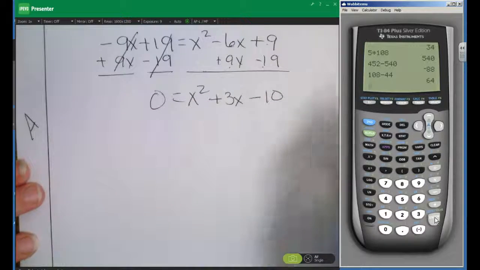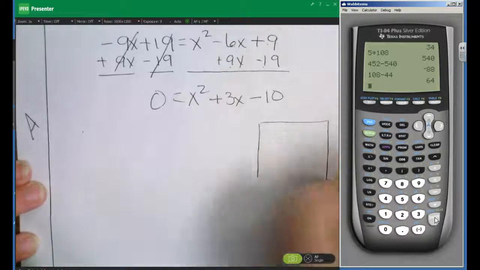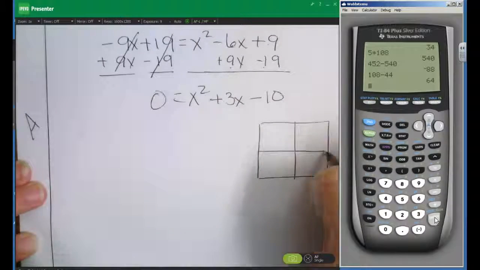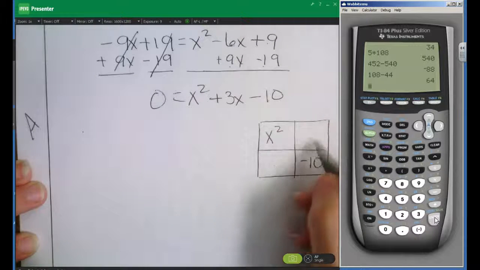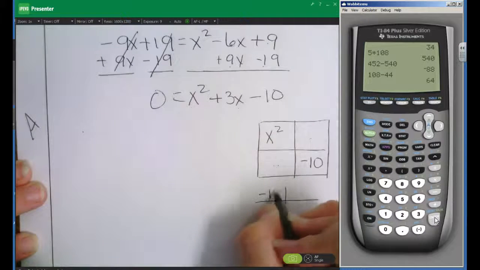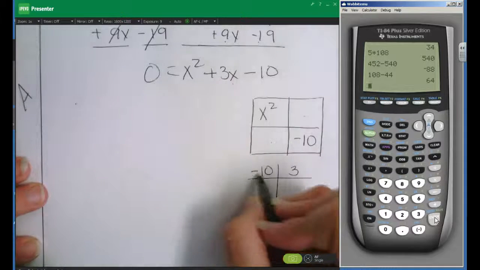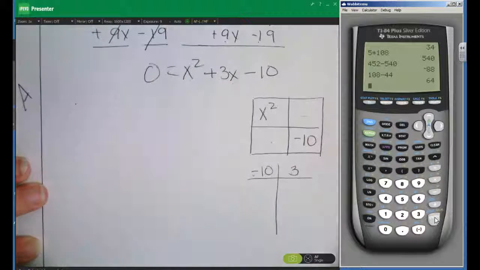It's the only way to do this. We're trying to think of a reverse Punnett square. We know x squared is going to go here. Negative 10 is going here. Trying to find these, we need to know which two numbers multiply together to give us a times c, which is negative 10, but add together to give us 3. We know the signs have to be different, and the bigger number has to be positive.